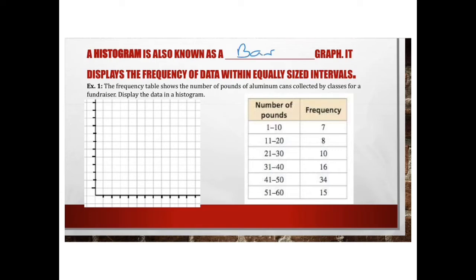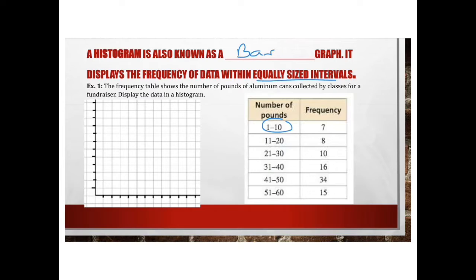It displays the frequency of data within an equally sized interval. That's important, that equally sized interval. It means that the distance between our values is always going to be the same. And we need that to be consistent, otherwise our data would be skewed and things wouldn't exactly represent what we want it to. When we're setting up our graph, we also want to make sure we are labeling our axes.